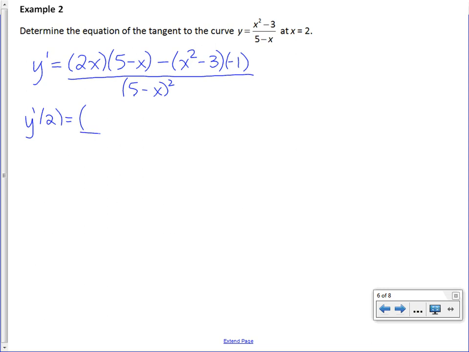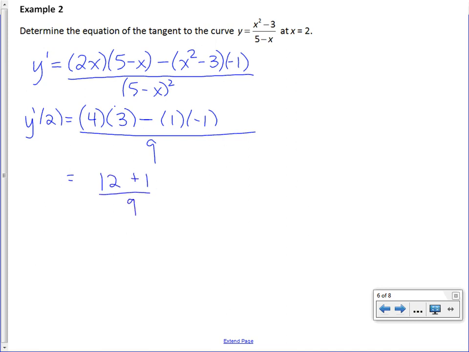So we've been doing this, guys. You can do a little bit in your head of substituting and multiplying. I wouldn't do too much in your head. You don't want to make a mistake. If I put 2 into that first bracket, I know the first bracket's going to be 4. I put 2 into the second bracket, I know I get 3. I put 2 in here, 2 squared 4, 4 minus 3, 1, times negative 1, over 2, 5 minus 2 is 3, 3 squared 9. So I get 12 plus 1 over 9, is the lovely slope of 13 ninths.